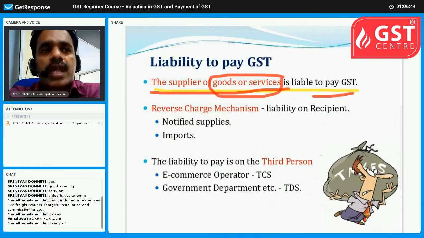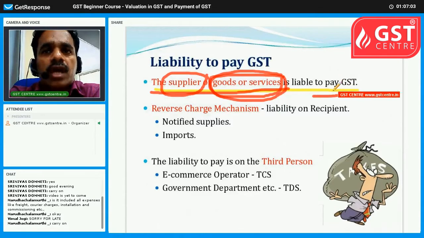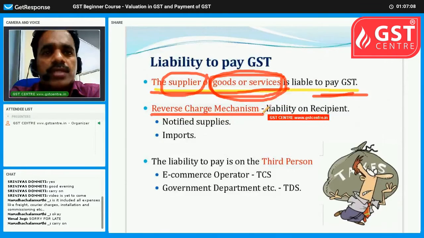Goods or services is liable to pay GST as per the GST Act. We have to check the definition of supply as per the GST law. It covers almost everything. And we have to check the goods or services definition. Some goods or services are exempted as per GST law, and for any other goods or services we have a liability to pay GST. Then what is reverse charge mechanism?